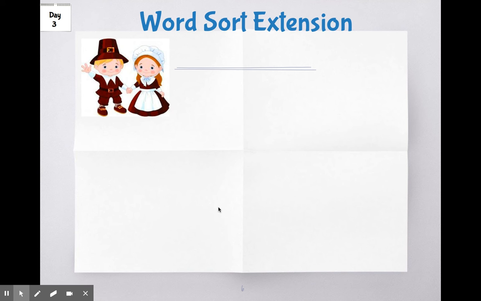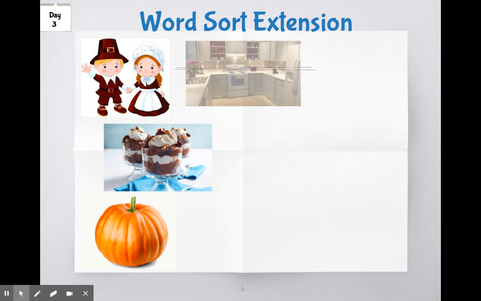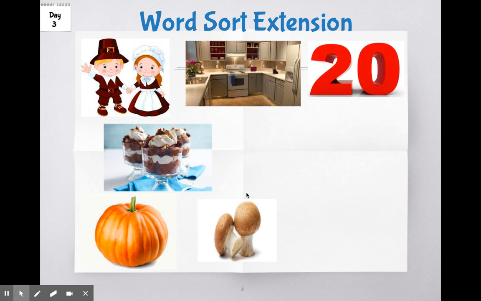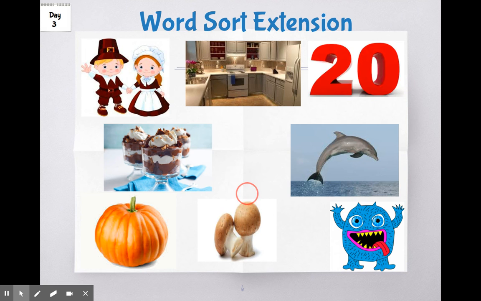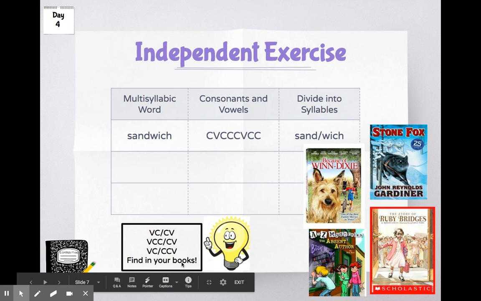If you wanted to do some more, we have pilgrim, ice cream, pumpkin, kitchen, mushroom, dolphin, and monster. Here are some other words you could try. And I want you to try and find them in your book, multisyllabic words.